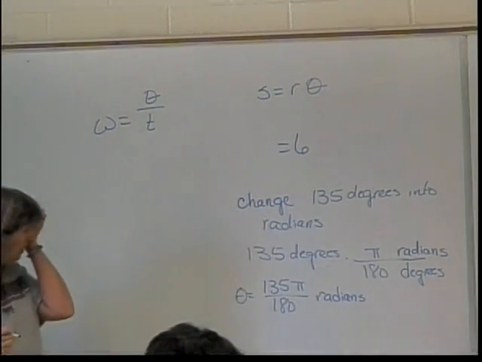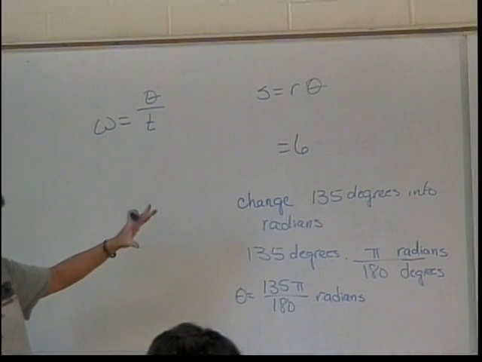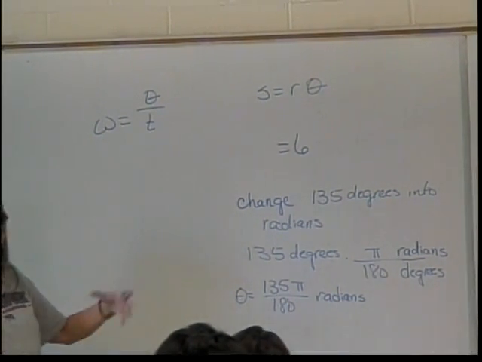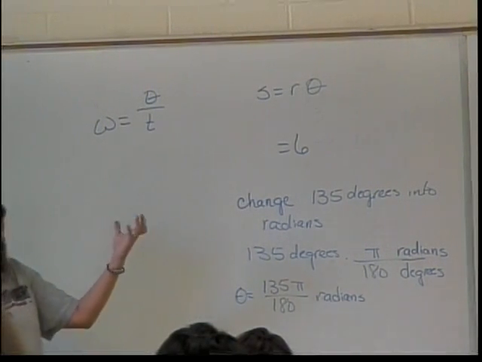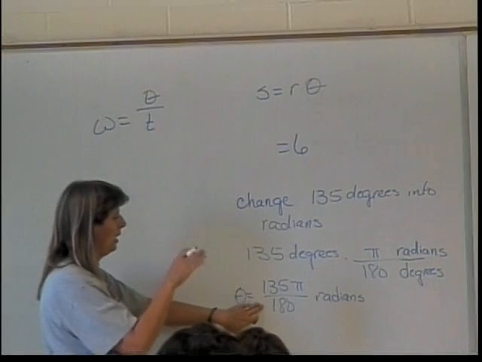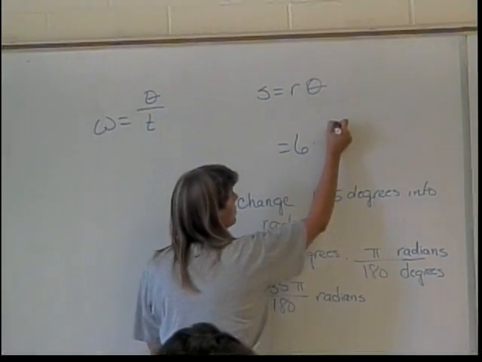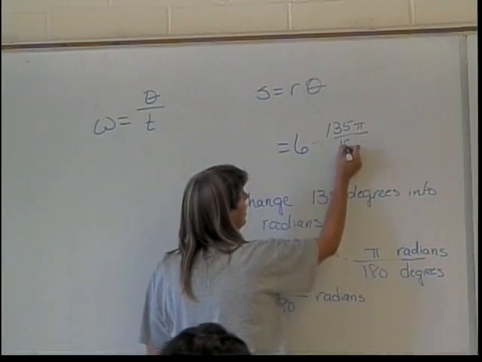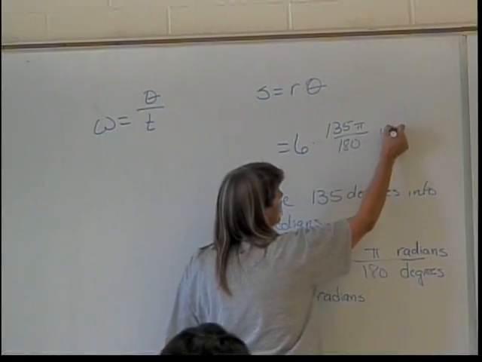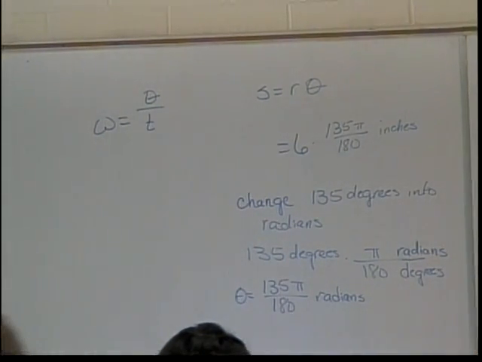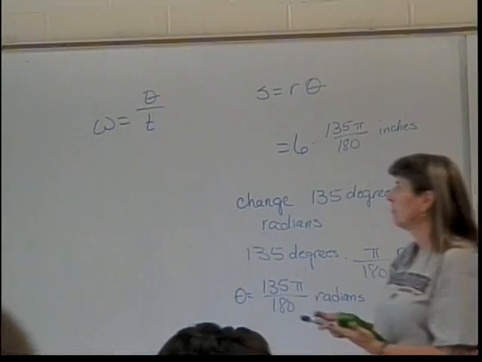Now one of the cool things about radians is they seem to just disappear when we multiply them times inches. It's kind of like it's just 1 unit circle radius, so it's a length and it just goes away. So I'm going to multiply this times 135 pi over 180, and what I'm going to end up with is inches. So approximately how many inches is that? 4.5 times pi.